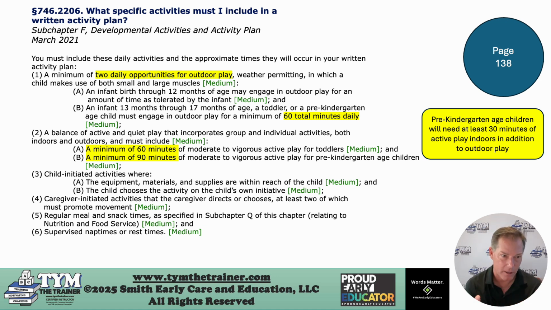And I have that in the little yellow box right there. It's going to go on to talk about your child-initiated activities. So we want to give choices. You can go play in the block center where you can build roads and bridges, or you can go to the art center and paint with feathers. What works best with you? That would be an example of a child-initiated activity. Caregiver-initiated activities, regular meal and snack times, and then of course your supervised nap times right there.